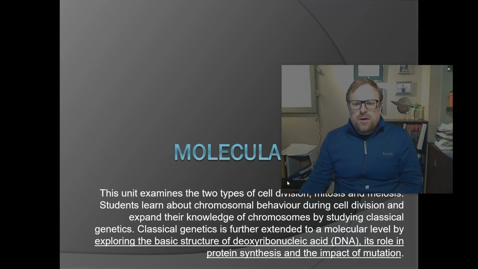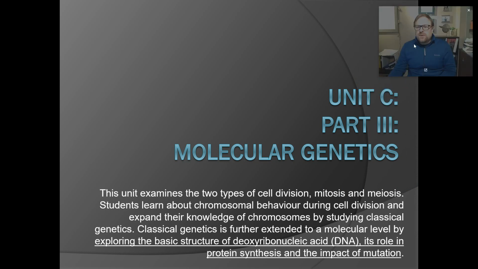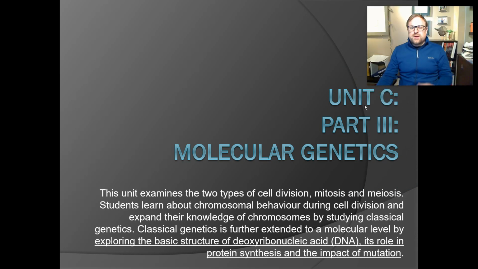We are, by the way, transitioning into the third section of Unit C. I've broken the unit up into Section 1, mitosis and meiosis, Section 2, classical genetics, and then Section 3 of the unit is molecular genetics, which is what we're getting into now.